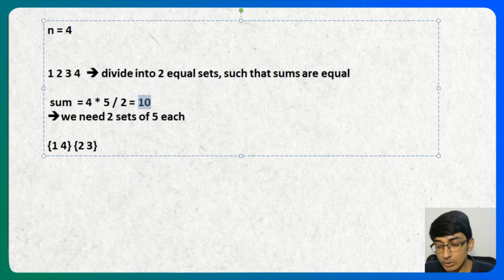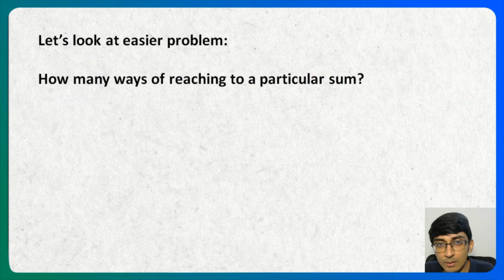Well, let's look at another, a very, very popular problem in dynamic programming: how many ways are there of reaching a particular sum? This is a very classic problem in dynamic programming, where what we do is figure out how many ways are there of reaching the sum 1, and then keep introducing a new candidate and see how many new ways are there of reaching other sums.